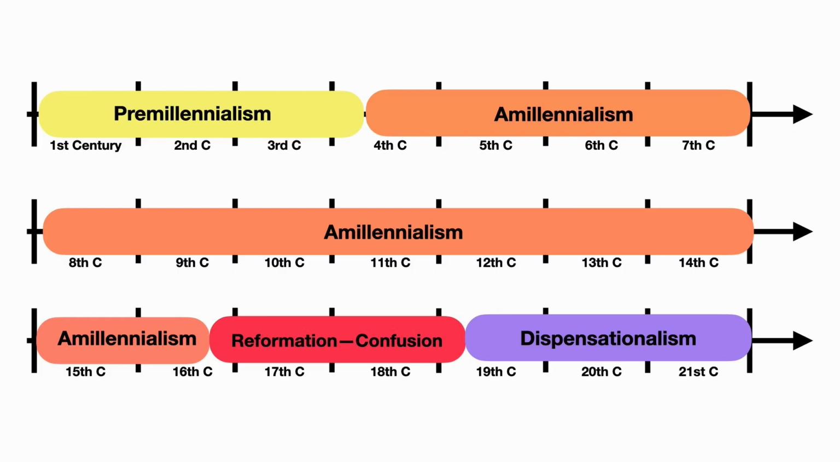Amillennialism, the A, whereas our British friends say amillennialism, the A means no. It means none. So the idea is there is no literal millennium. We're in the millennium now. The millennium should simply be interpreted spiritually or allegorically. We are in it now.